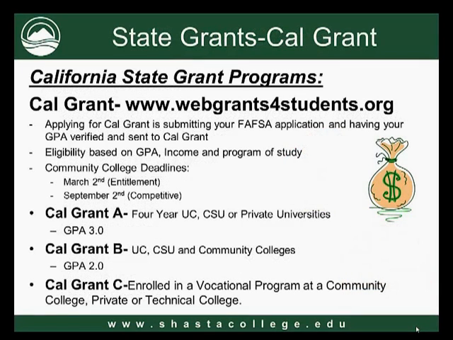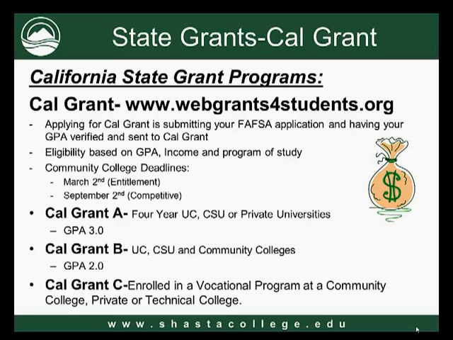Some of the state grants that you're applying for through the FAFSA are Cal Grants: Cal Grant A, B, and C. Cal Grant A is administered at four-year universities. B and C are administered at community colleges. These are competitive grants, and there are eligibility criteria.